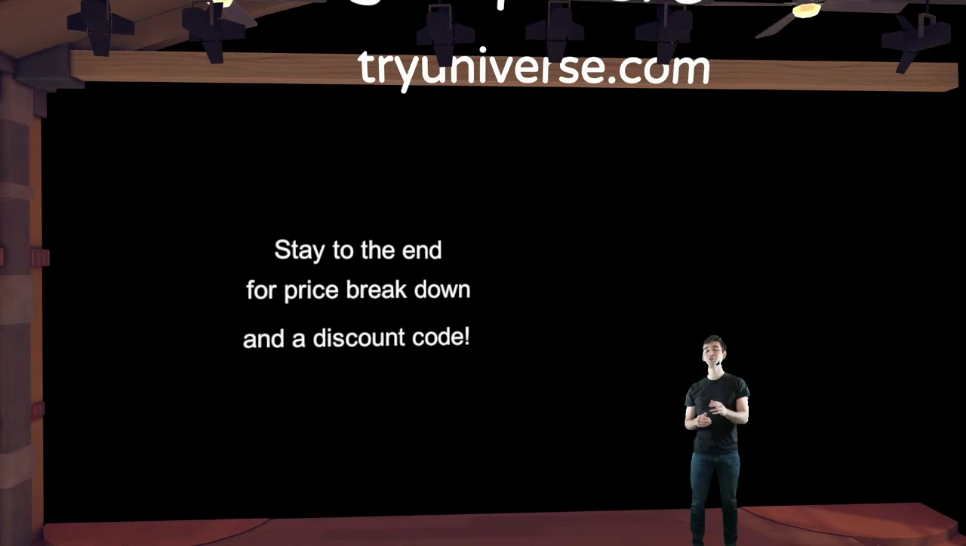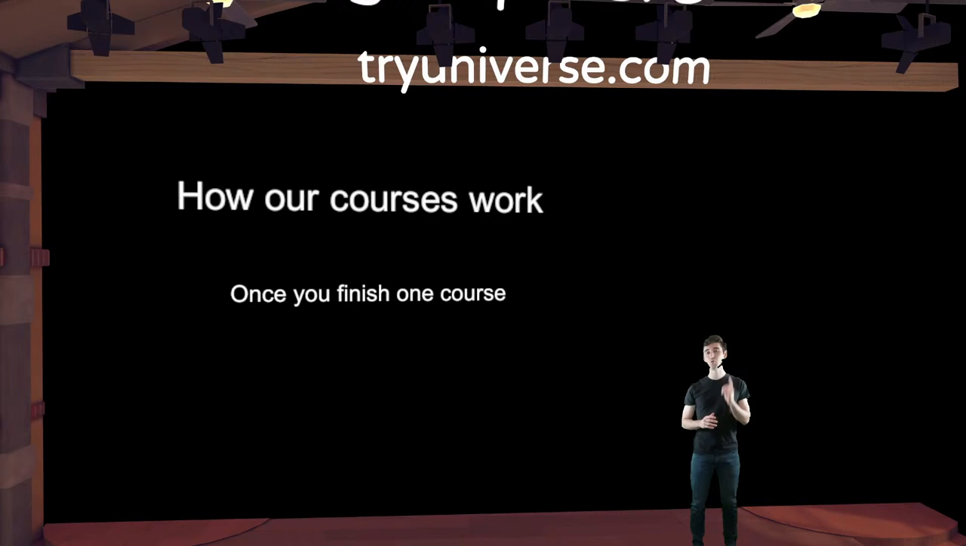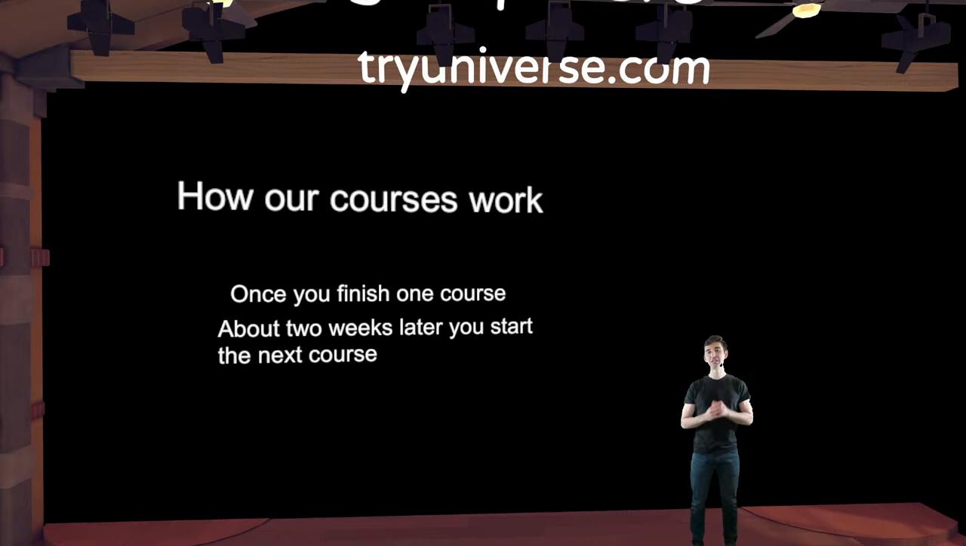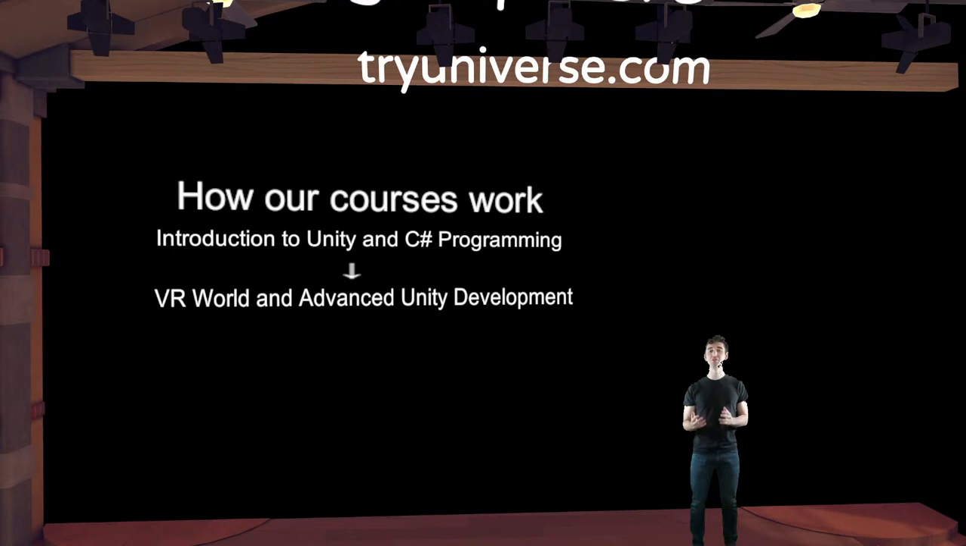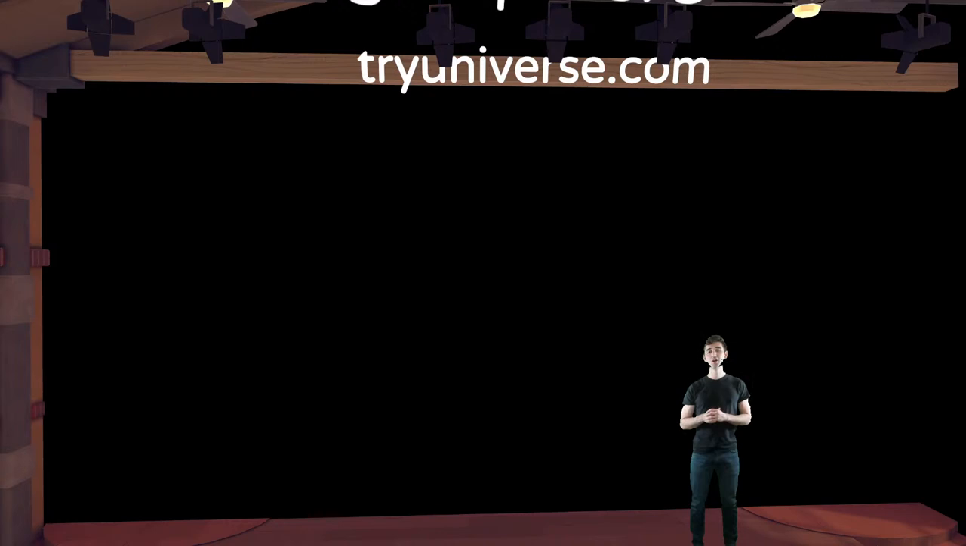The way our pipeline works is once you finish one course, around 2 weeks after you graduate, you'll start the next one. So after you graduate the Introduction to Unity and C# programming course, you'll start the next course, VR World and Advanced Unity Development, 2 weeks later. Once you graduate from that course, 2 weeks later, you'll move on to VR App Development, and so on and so forth. In the VR World and Advanced Unity Development course, you build your first VR world like the one you see around you today.